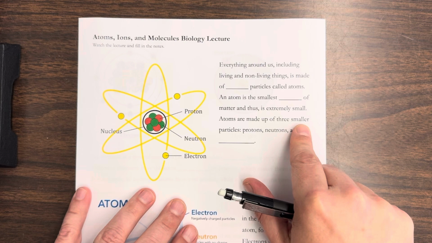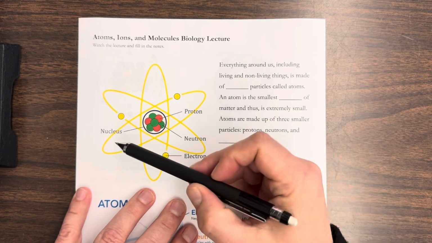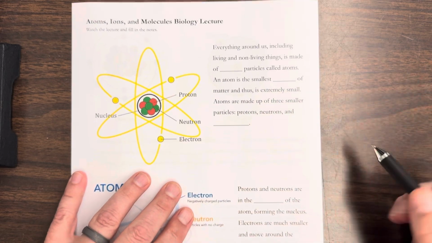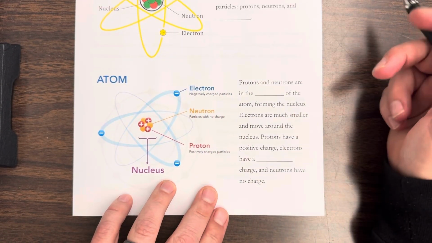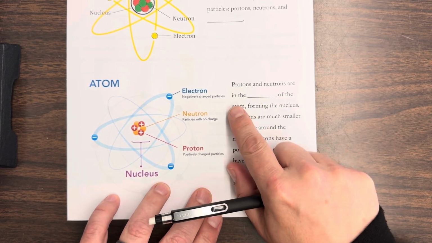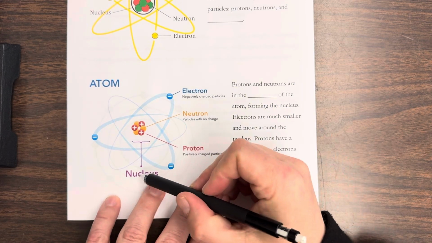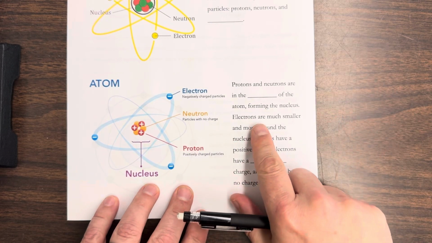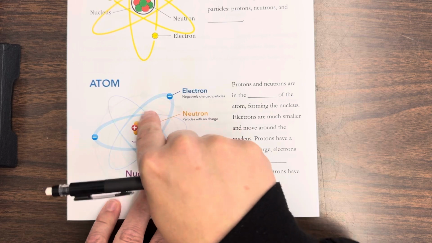Atoms are made up of three smaller particles: protons, neutrons, and electrons. So these are your subatomic particles: protons, neutrons, and then electrons. Down here I've got another image that looks similar to this one up at the top, but we've included a couple of other things. Protons and neutrons are in the center of the atom, forming the nucleus. So you see here, this whole area is labeled the nucleus. Electrons are much smaller and move around the nucleus. Electrons in these orbitals here in blue.